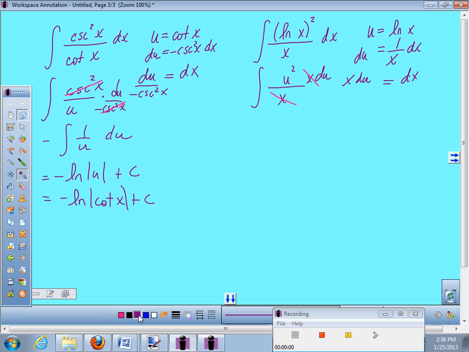So my x's are gone, and now I have to integrate u squared, which is what? Yes, u to the third over 3 plus c. Throw our natural log back in there for u, and we are done with that problem. That was beautiful. They're things of beauty the way it just works out. You don't have to do as much algebra if you need it, which is kind of nice.